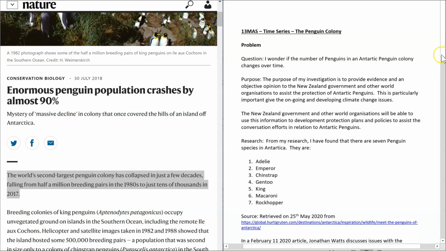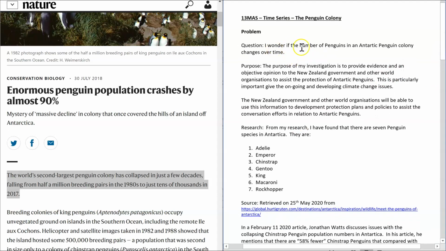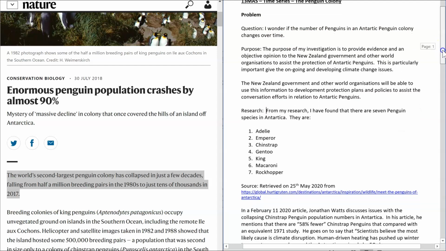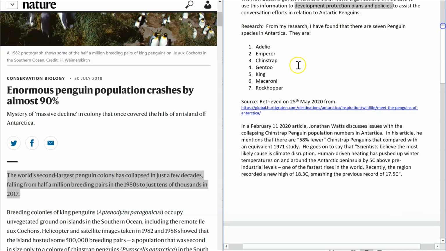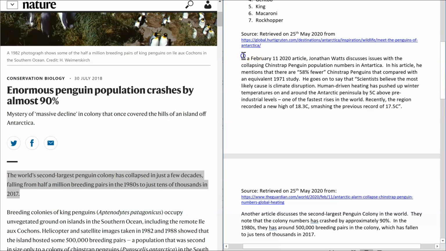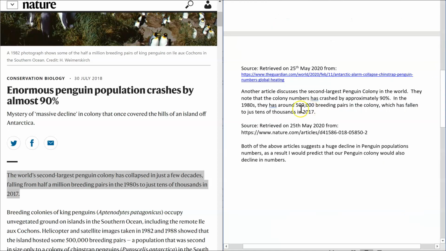So I think this is probably to a merit level, but what we've done is we've got a problem, we've got a question. I wonder if the penguin numbers in an Antarctic penguin colony changes over time. The purpose is to provide an objective opinion to the New Zealand government, on ongoing issues. They can develop protection plans and policies. I figured out that there's 7 penguin types. The first article discusses the chinstrap penguins and their numbers, 58% fewer. The second article discusses king penguins, which I don't think I mentioned actually. I should write that down, king penguins.